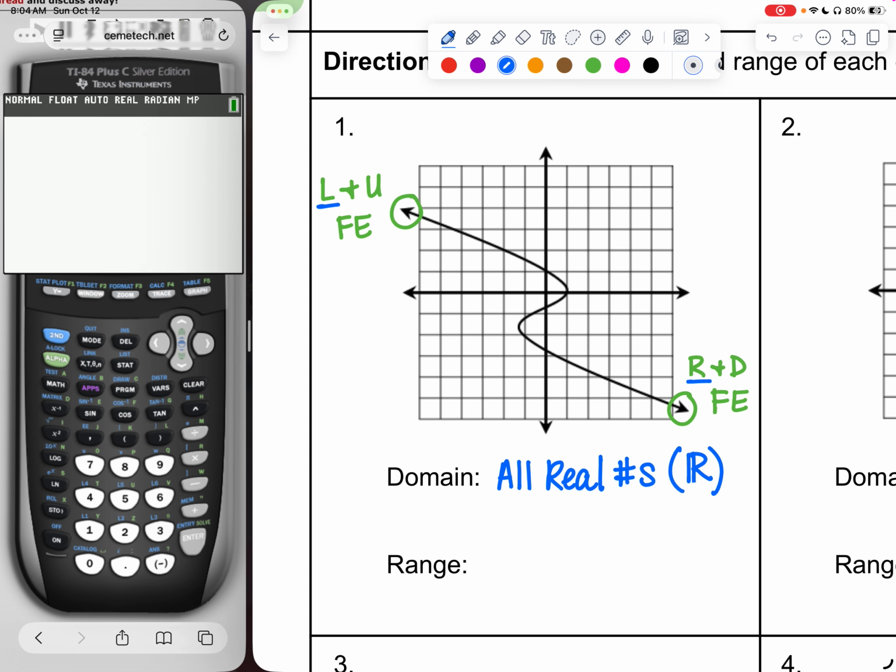The sign for all real numbers is a double-sided R. I do the same thing. I'm going up forever and I'm going down forever, so my range is the same thing. All real numbers.